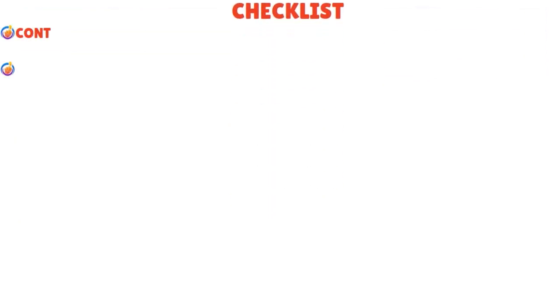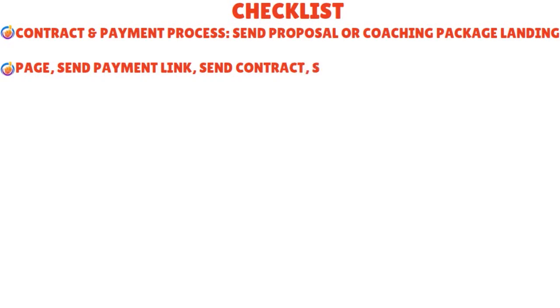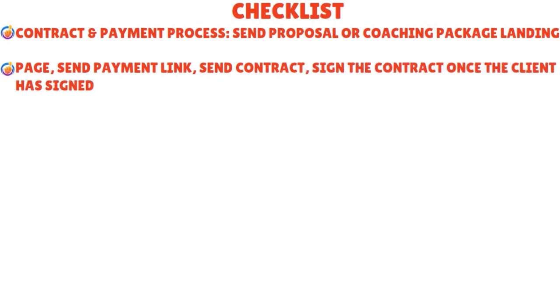Now, here's a checklist I want to share with you. I want to share with you a new client onboarding checklist template, and we will put this on the screen so you have a clear idea about what the template looks like. So first, you have contract and payment process. So you want to send proposal or coaching package landing page, send payment link, send contract, sign the contract once the client has signed. So you have a lot of flexibility there. So again, we're going to put this on the screen.